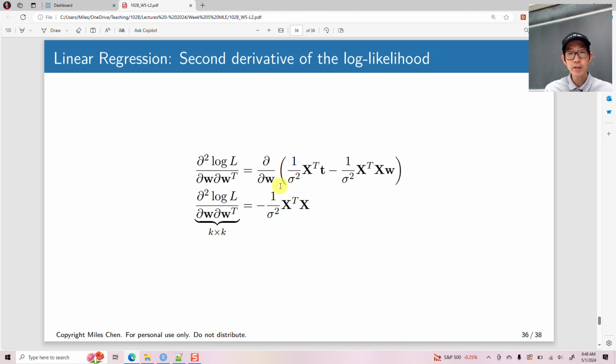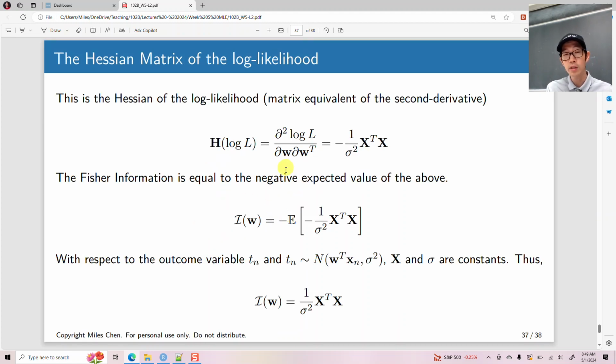Then if we take the second derivative with respect to w, or the Hessian, the partial with respect to w, what is that? Well, this thing goes away. There's no w in here, and basically I just get negative 1 over sigma squared x transpose x. That is the second derivative of the log likelihood, so that's the Hessian matrix.